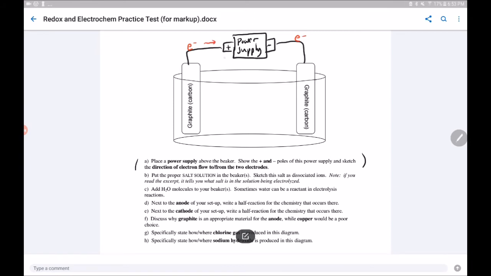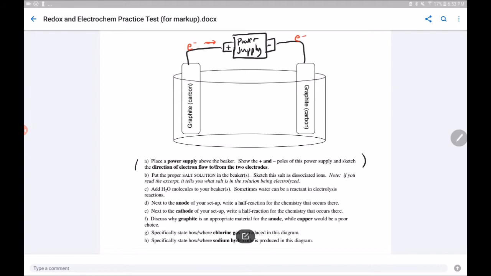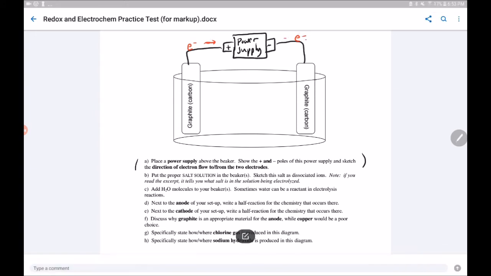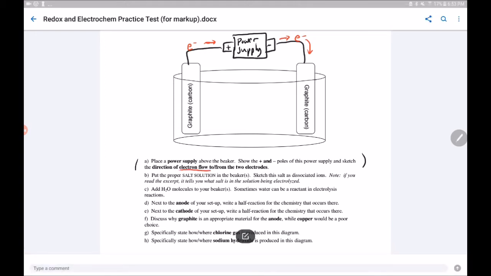The plus attracts electrons. The positive pole of the power supply attracts negative electrons. That's why I drew the arrow going in this direction. The minus on the other side pushes electrons away, repels electrons. So this is the electron flow.